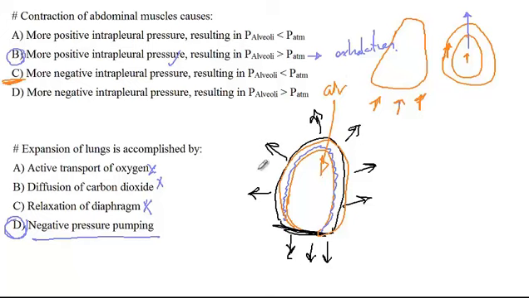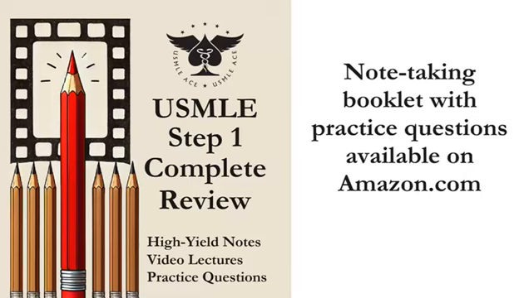But my point is that the mechanism of pumping air is by inducing a negative pressure in the tissues that are surrounding the lungs. And so therefore choice D would be the correct answer. And so that covers our discussion of the respiratory tract system.